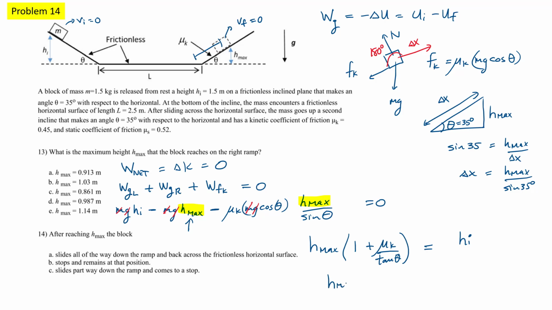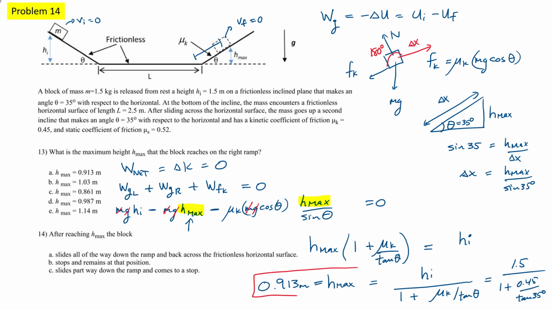All right, so my final expression before I substitute the numbers, this problem is a little bit complicated, right? You have to be careful. Mu k divided by tangent of theta. All right, we substitute the values now, 1.5 divided by 1 plus the coefficient of kinetic friction, which was 0.45, divided by tangent of the angle of the ramp, which was 35 degrees. I substitute the values and I got 0.913 meters. Again, you'd expect to get an answer that is a little bit less than where you started. It depends on how much friction there is and what is the angle of the ramp. H max corresponds to choice A right here.